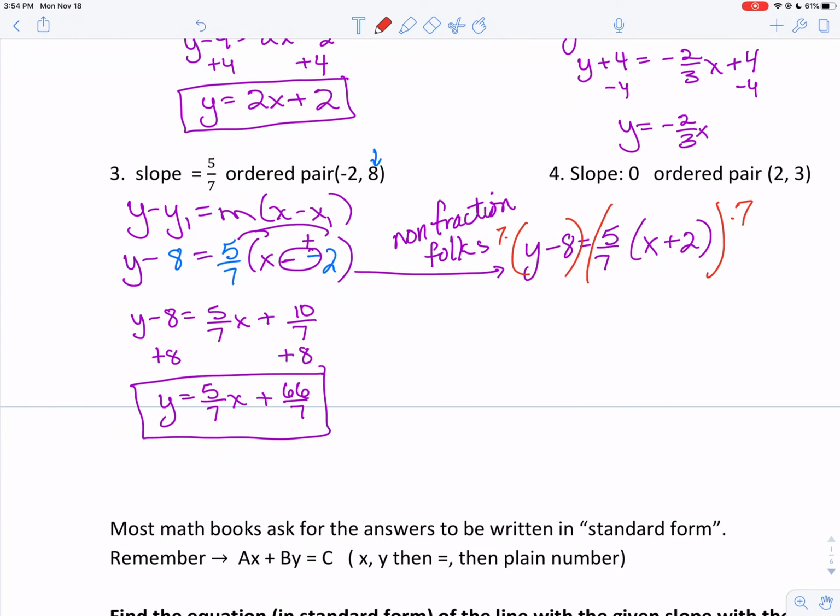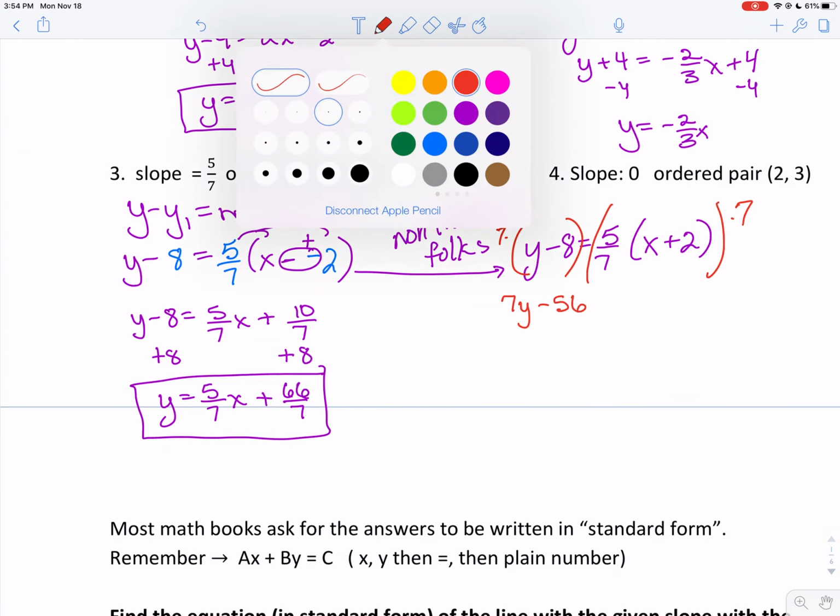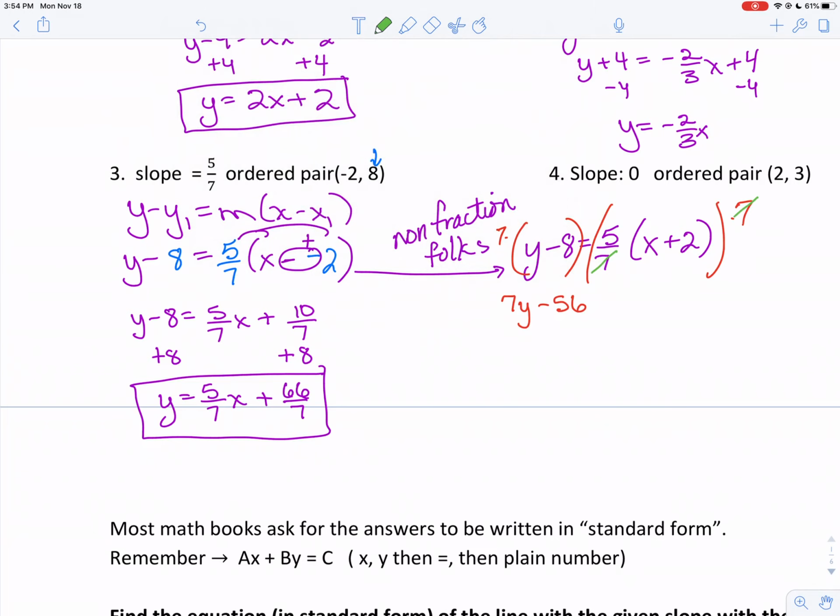You may remember doing that to get rid of fractions when you're working with equations back in chapter 2. So I'm going to go ahead and distribute that 7y minus 56. Then over here, the cool part, the 7's actually cancel out. So I'm just going to distribute my 5. So I get 5x plus 10.